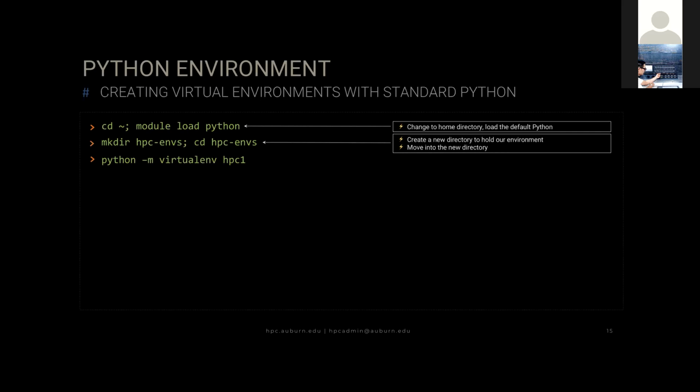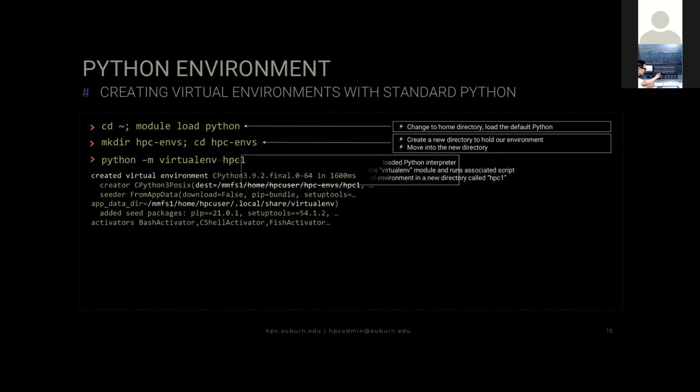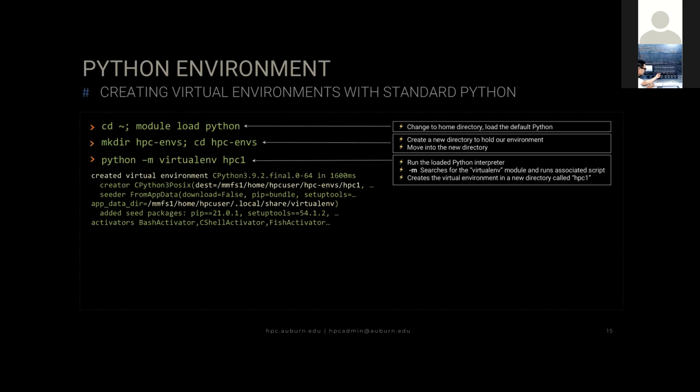So here we're using the Python interpreter. That's the python command you see first there. And there's a -m, which basically says, okay, search for the module called virtualenv and then run any associated script. There might be a .py script associated with that module. Run that script, and what that script in this case will do is create the virtual environment in a new directory called HPC1, which is in that higher level directory HPC-ims.